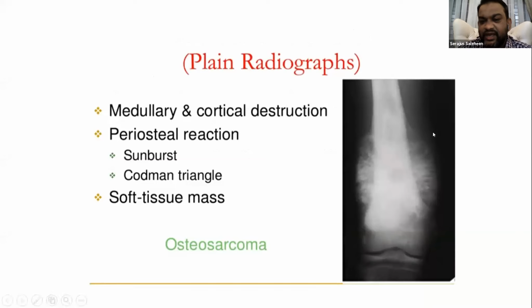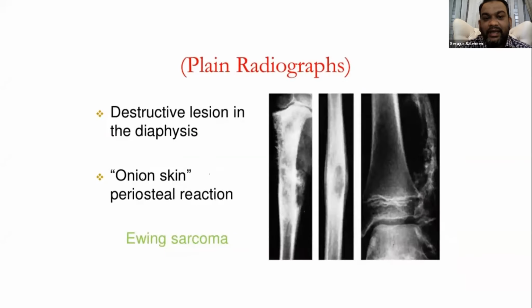This is the X-ray of osteosarcoma. All of you know, but I recapitulate it for the residents. There is a sun ray appearance and Codman's triangle in case of osteosarcoma, and there is medullary and cortical destruction found in osteosarcoma. And in Ewing sarcoma, the lesion is usually found in the diaphyseal or metaphyseal-diaphyseal region, and there is an onion skin periosteal reaction. It is a sign of Ewing sarcoma.